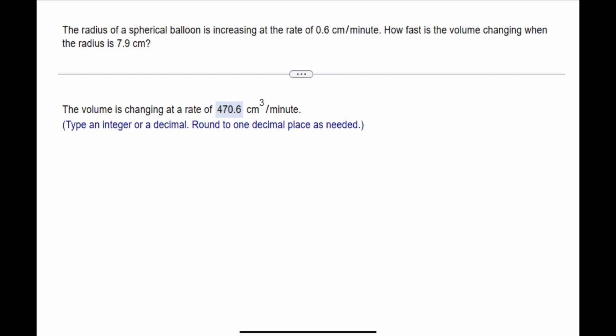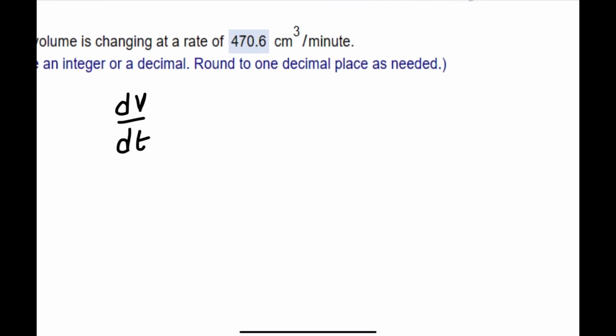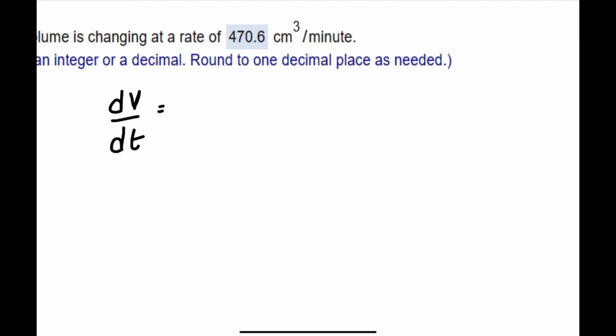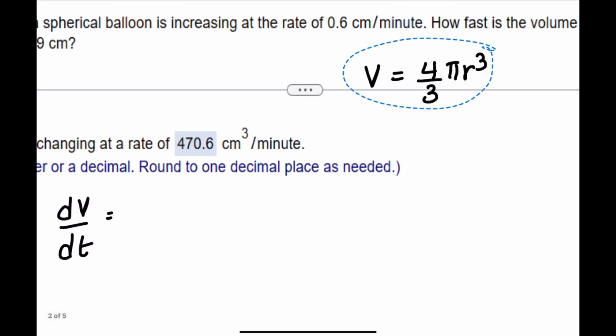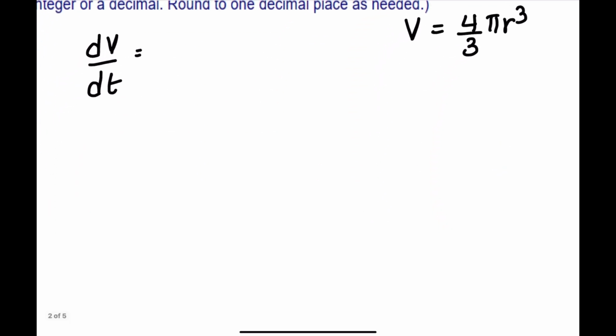All right, the radius of a spherical balloon is increasing at a rate of 0.6 per minute. How fast is the volume changing when the radius is 7.9 centimeters? To start with, volume of a sphere is 4 by 3 pi r cubed, where r stands for radius. Now they're asking me how fast is the volume changing. That means I have to find dV by dt. But what's my V? Let me pull this down. My volume is 4 by 3 pi r cubed.